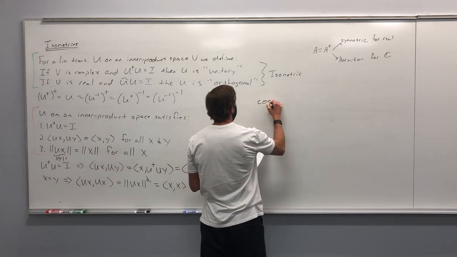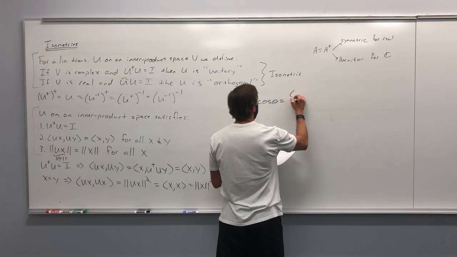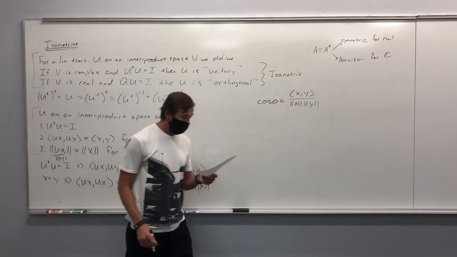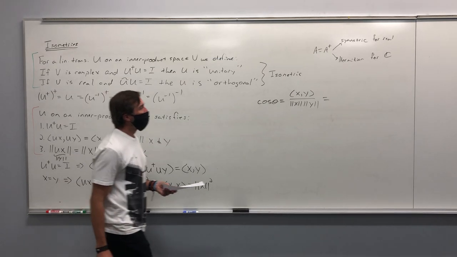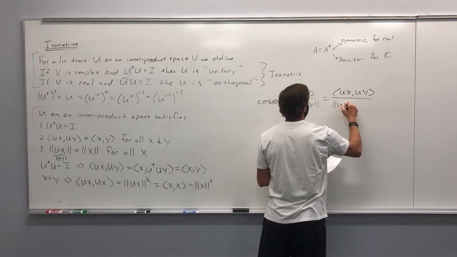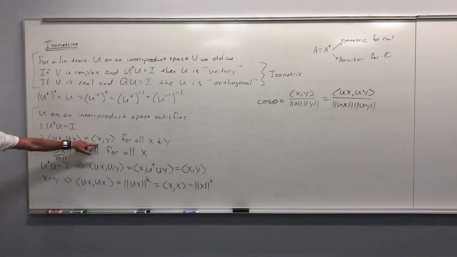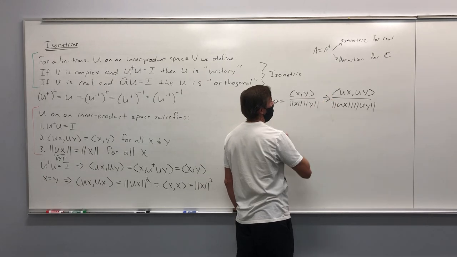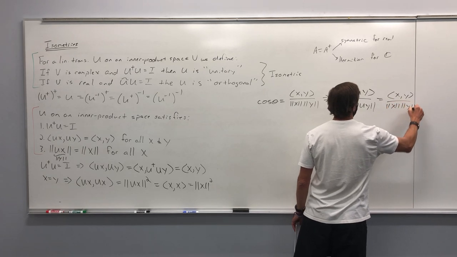We can show that by reminding ourselves of how we defined the cosine of the angle between two vectors with the inner product. If I do an isometric transformation of all the vectors in this definition, that reduces to that, and that reduces to that. Sorry, that's going to that, and it equals what we started with.